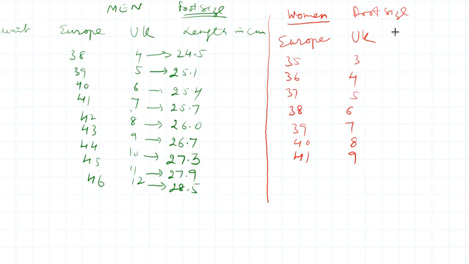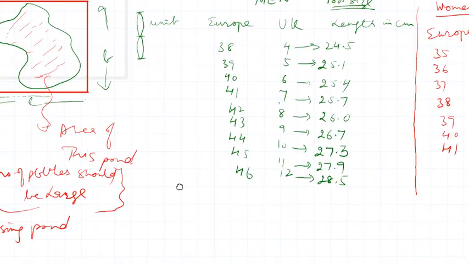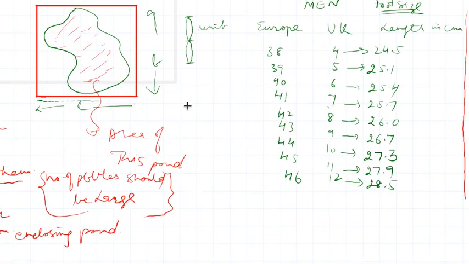And here it is length in centimeter. It was given as 22.8 centimeter, 23.5 centimeter, 23.8 centimeter, 24.5 centimeter, 25.1 centimeter, it is 25.4 centimeter, and here it is 25.7 centimeter, right? So that means our foot size is our unit.